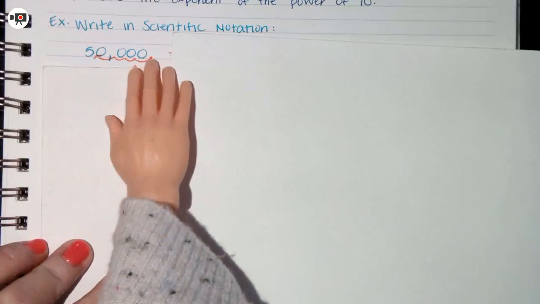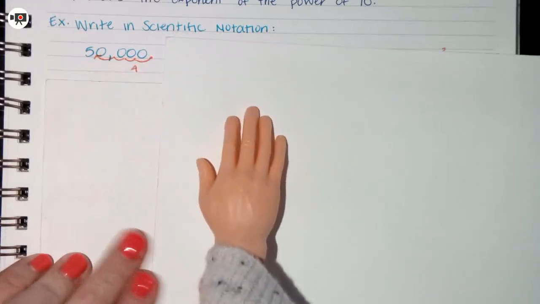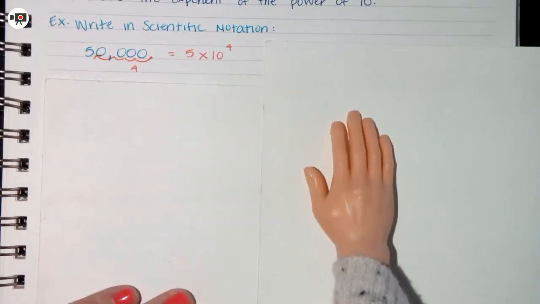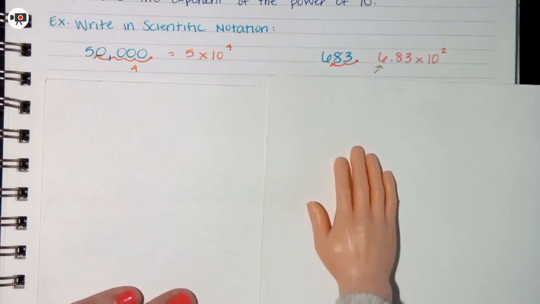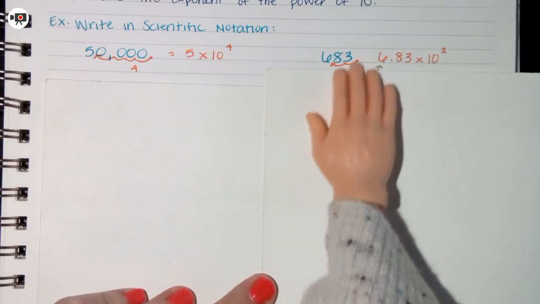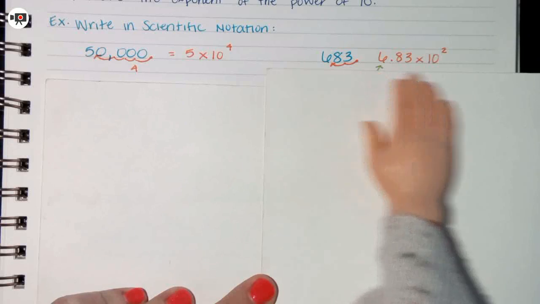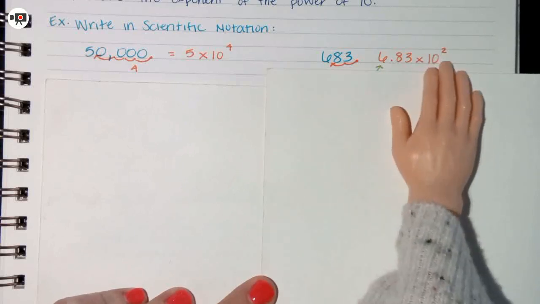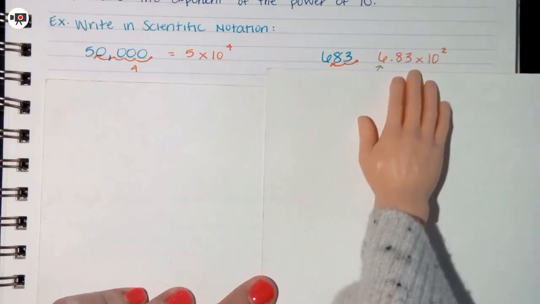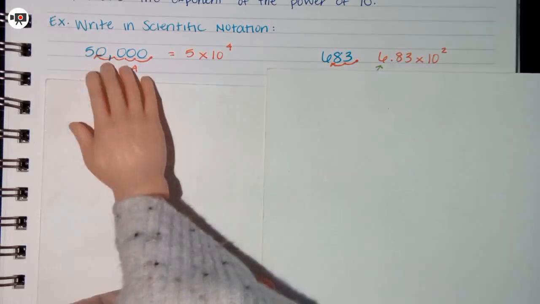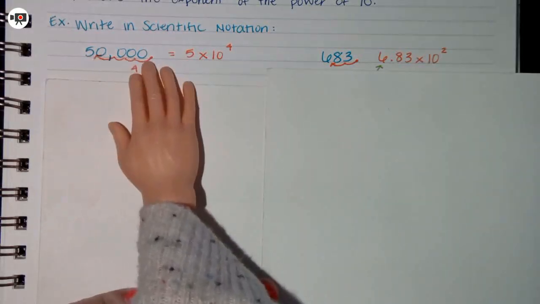50,000, this decimal is at the end, move it to the left 4 times to get 5 times 10 to the fourth. 683, we'll move the decimal twice to the left, so I get 6.83 times 10 squared. So I keep all the digits that are in here. I can only get rid of them if they are all zeros at the end.